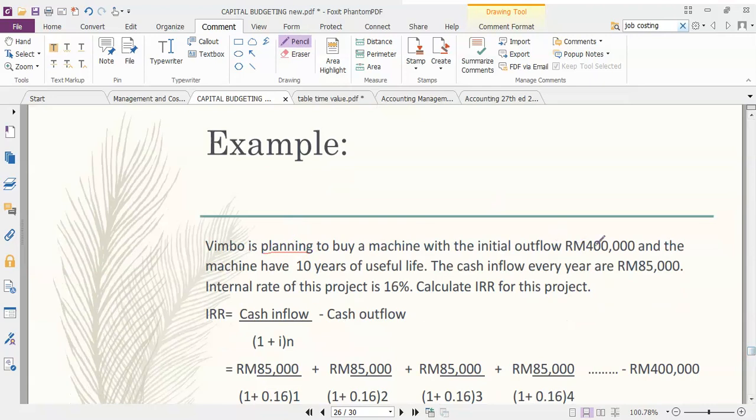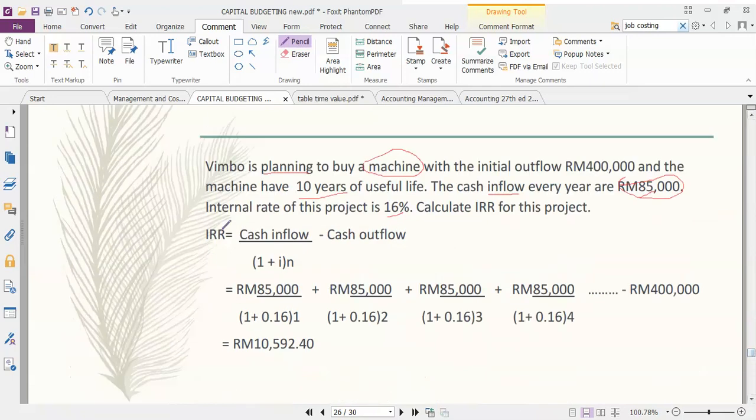Okay. So, dia plan untuk keluarkan duit 400,000 and the machine has 10 years of useful life. Okay, the company want to buy the machine. Okay, machine tu boleh tahan 10 years. Okay, the cash inflow. How much is the cash inflow if we buy a machine? Berapa untung yang kita akan dapat daripada machine ni? Dia kata every year 85,000. Every year, setiap tahun selama 10 years ni, kita akan dapat untung 85,000. Selama 10 tahun. Internal rate dia adalah 16%. Calculate for IRR for this project.